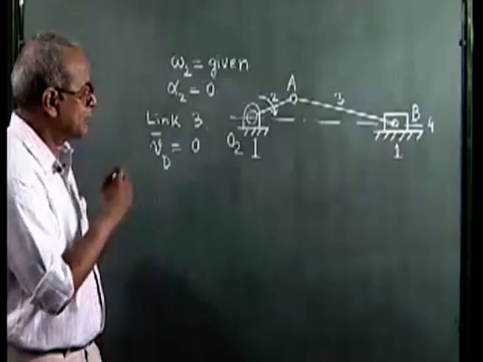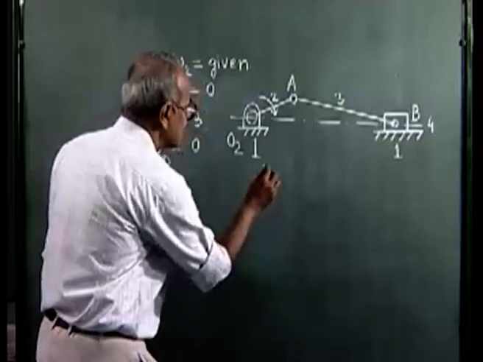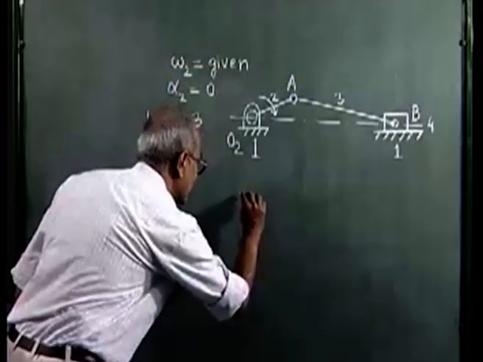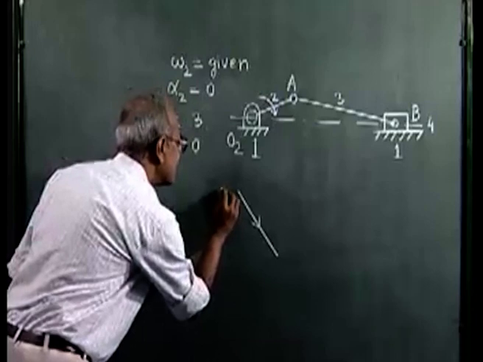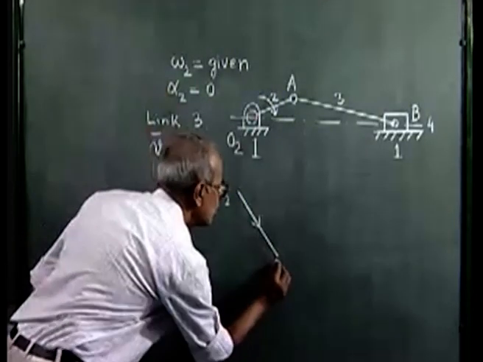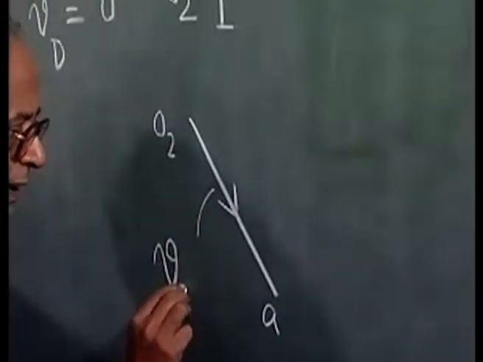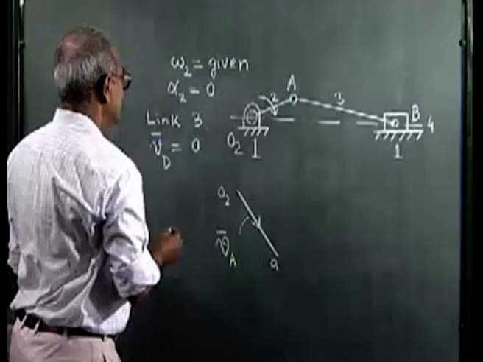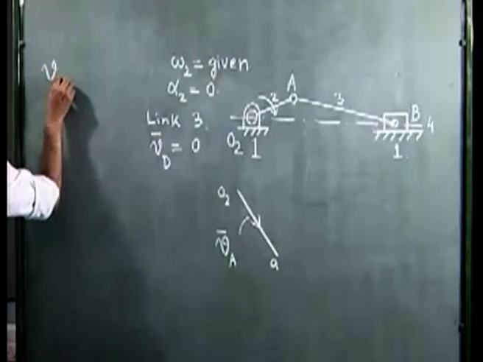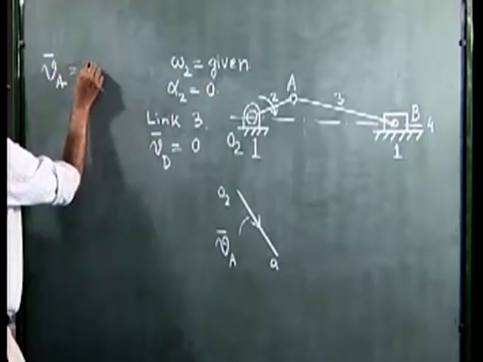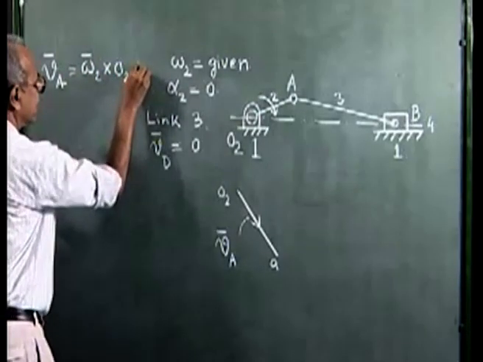To determine this, let me start with the velocity diagram which we have drawn earlier. Let the velocity of the point A, which is perpendicular to O2A, be drawn to a scale, and I represent it by small o2a. This is the velocity of the point A, which is completely known. VA is omega 2 cross vector O2A.